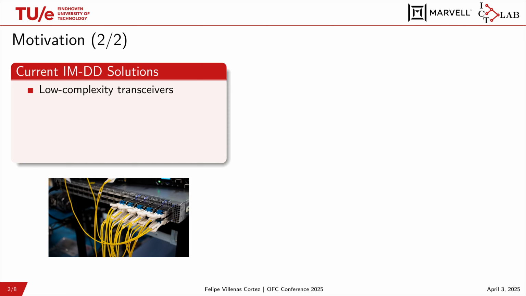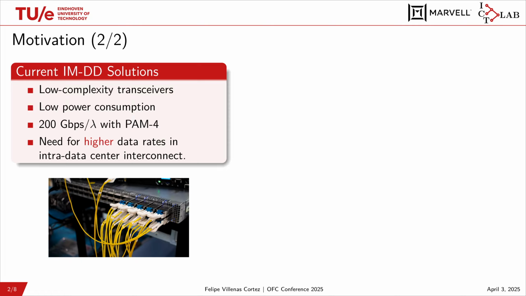And keep on going with the context. As I said, we want to study IMDD systems for intra-data center interconnects. This application uses IMDD for the low complexity in transceivers and also the low power consumption compared to coherent transceivers. As of now, current commercial solutions have achieved up to 200 gigabits per second per lane using PAM4 modulation. However, there's a need to achieve even higher data rates for this type of interconnection inside data centers, especially with the exploding domain of AI applications.